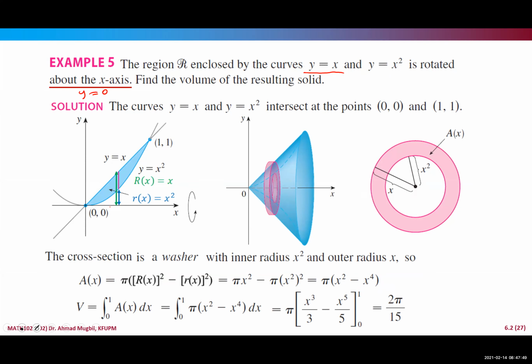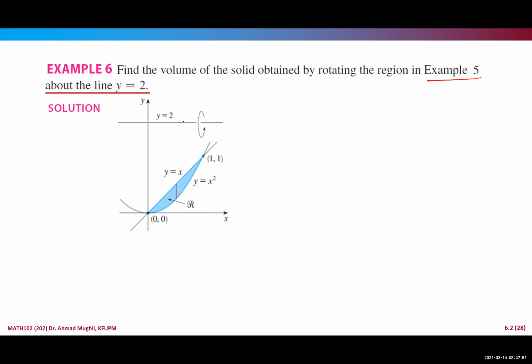What about if it is y equals 2? Here it is. This is y equals 2. This is the same region, but the axis of rotation now is y equals 2. What will be the difference, ya shabab? Of course the volume will be the integral from 0 to 1. We are still integrating from 0 to 1. The line is still horizontal, so we will integrate with respect to x, because the line that we will draw will be perpendicular to the axis of rotation.